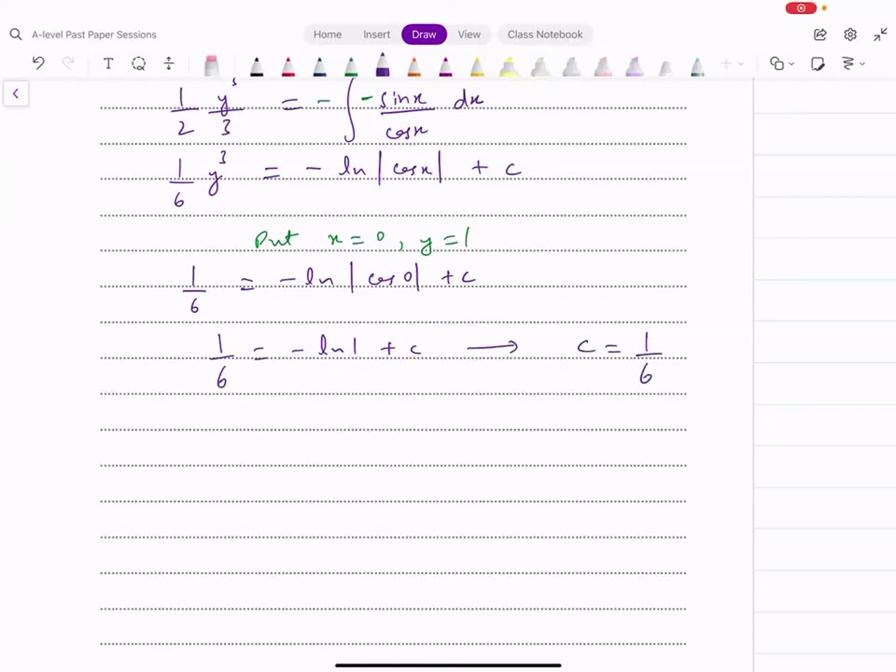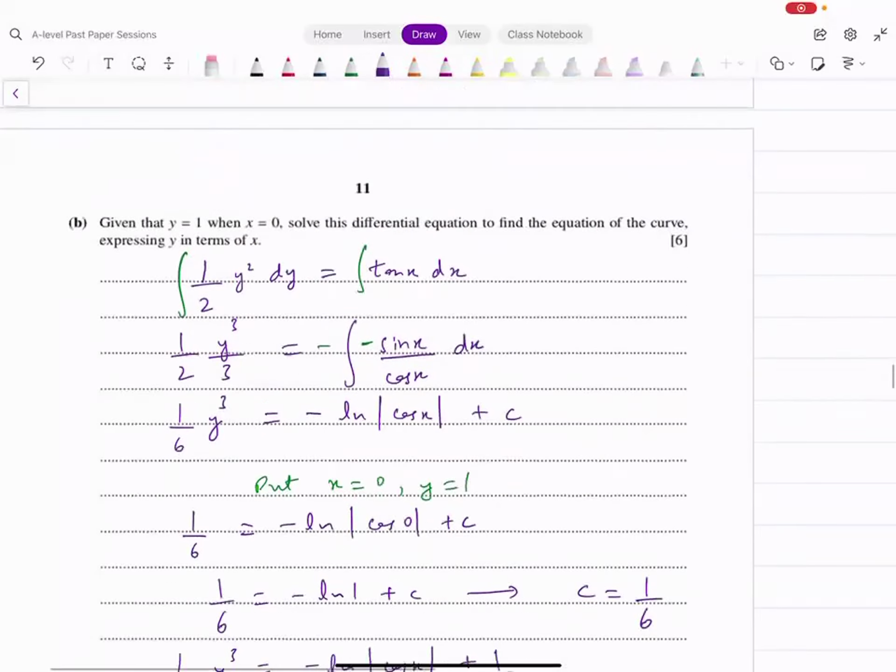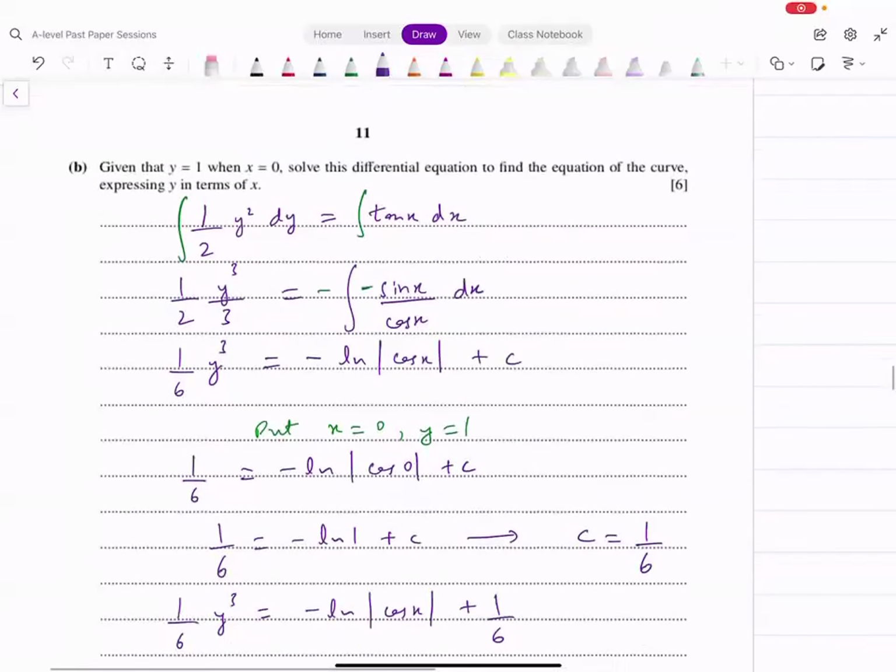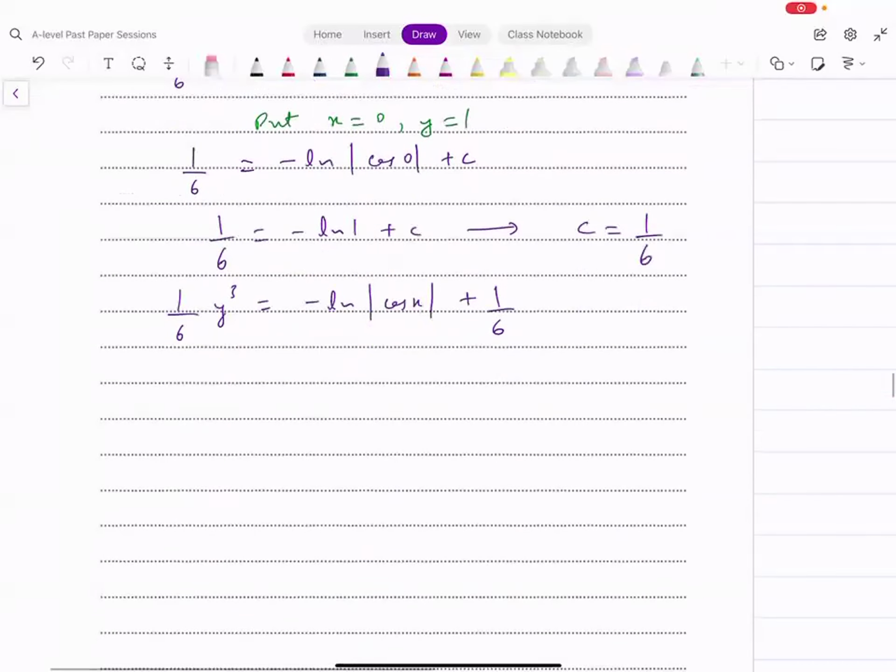Let's input that back in the equation. We get 1 over 6 y cube equals minus ln of cos x plus 1 over 6. That's what we get. Now we have to make y the subject. उसने कहा था y in terms of x show करना है. एक तो 6 को जाके वहां पे right में multiply कर दें. We get y cube equals minus 6 ln of cos x plus 1. And now you can take cube root to get y in terms of x. Cube root ले लें.